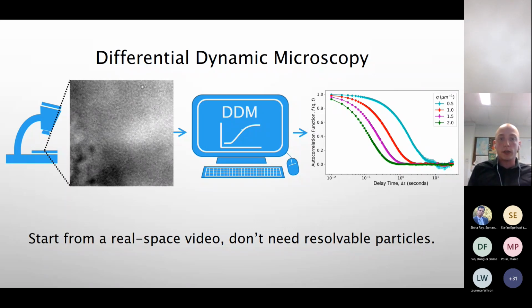Now, the really relevant thing that's true for this technique, which isn't true for other real space imaging-based techniques, is that you don't need to be able to resolve the particles in a DDM experiment. You just need to know that density maps to intensity. So with a bright field microscope, I've measured the size of colloid down to about 10 nanometers. You can also look at diffusing polymers, for example, where there might not even be explicit, resolvable, distinct particles.